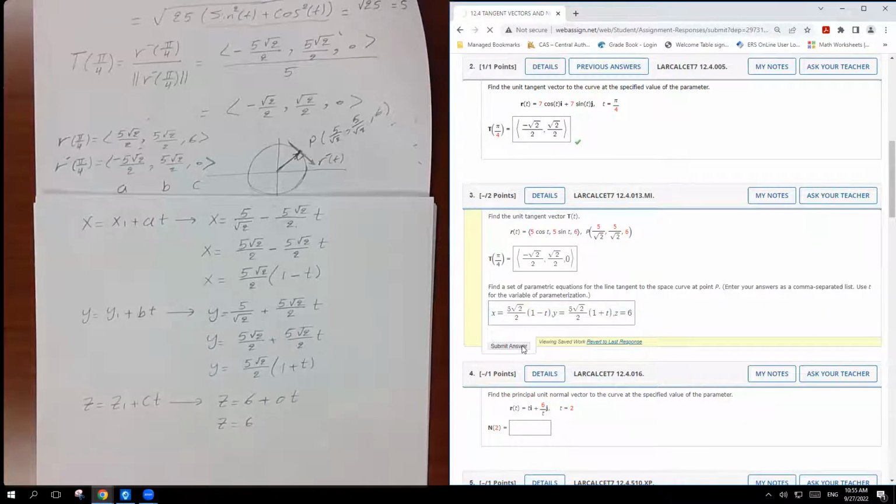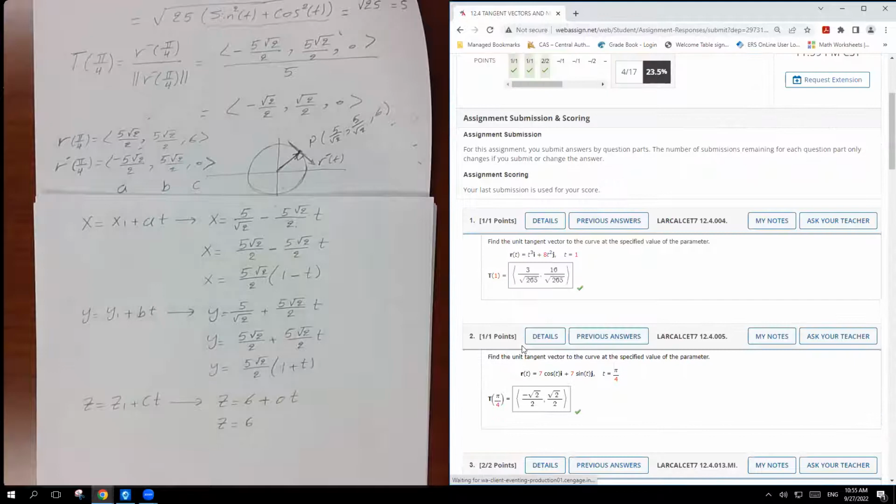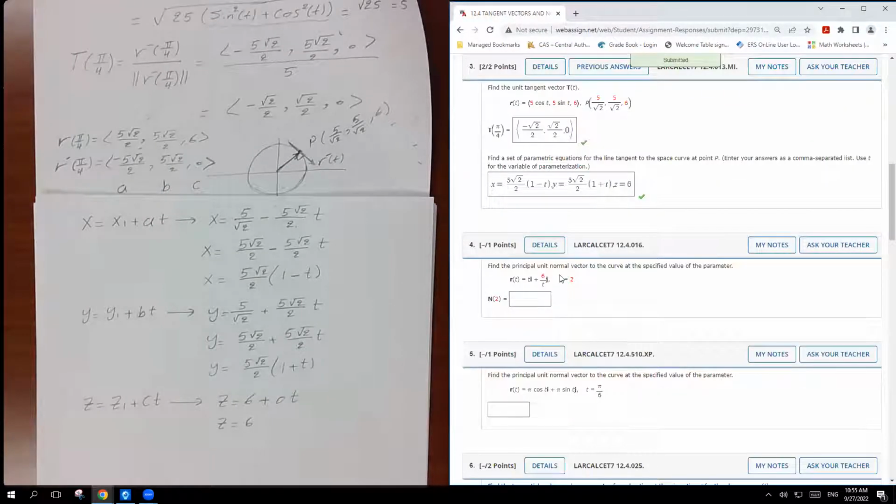Let's check that. Here we go, you got it. So for number 4, you see there is no red part. You're going to do exactly the same thing with number 4. Let's check number 4.